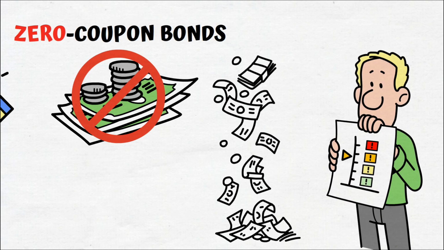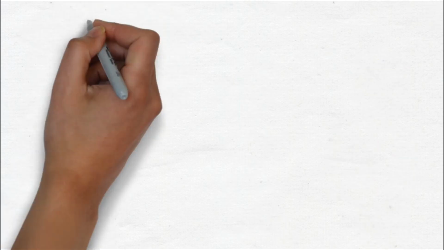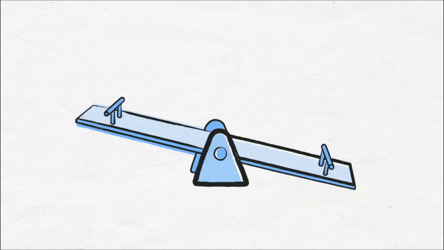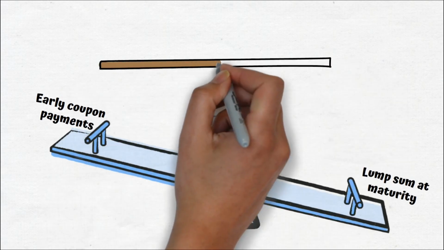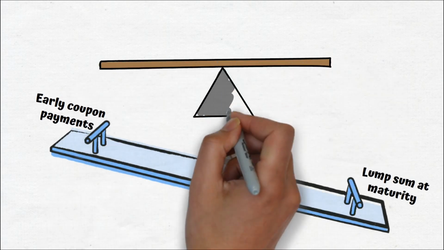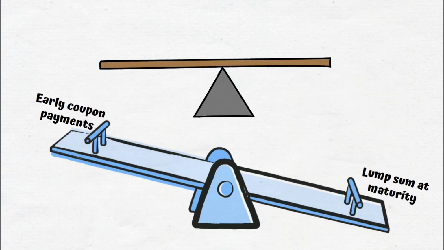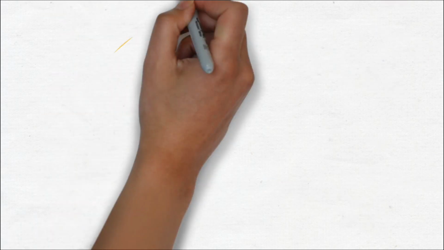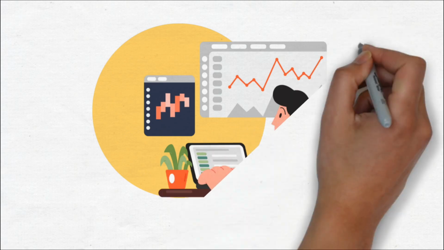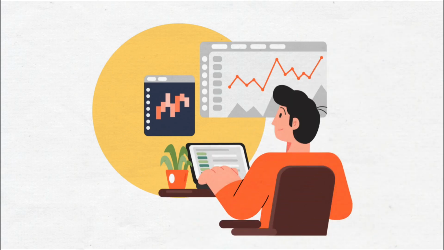Here's a helpful way to visualize duration in practice. Think of it like a seesaw. On one end are your early coupon payments. On the other, the lump sum at maturity. The longer the bond, or the smaller the coupons, the more the seesaw tilts. Duration is that balance point. Ultimately, duration is not just a number. It's a strategic lever that helps investors position themselves for rate changes while balancing income and capital preservation.